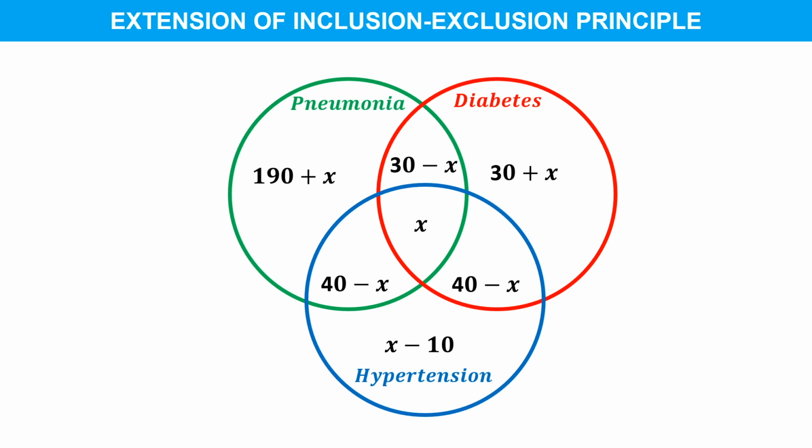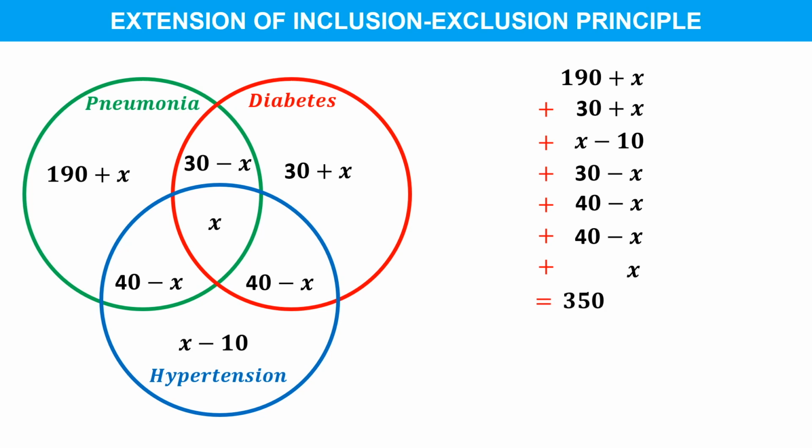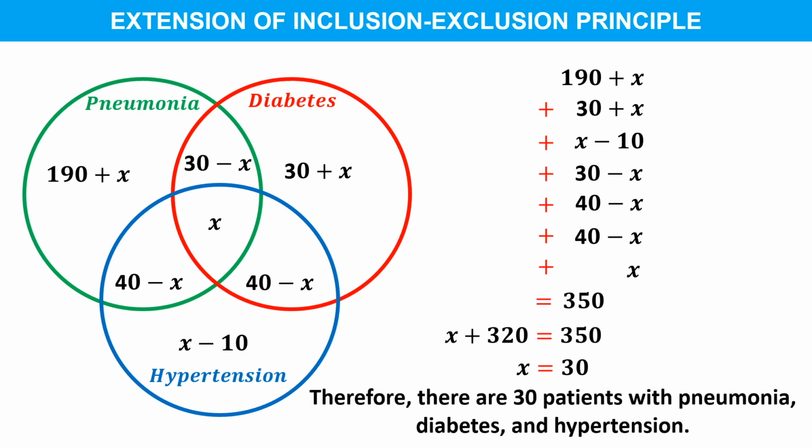and equate this to 350, the number of patients in the big hospital that time. Let us simplify the equation and solve for the unknown variable x. And upon simplification, the value of x is equal to 30. Therefore, there are 30 patients with pneumonia, diabetes, and hypertension.